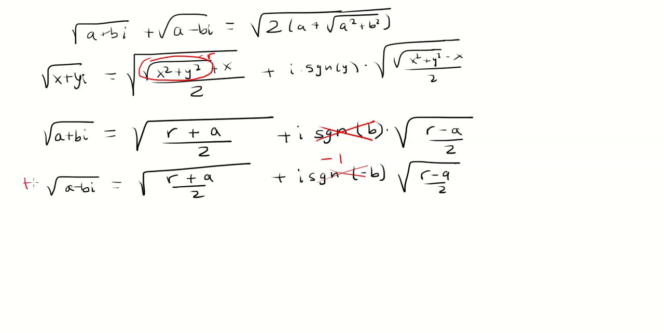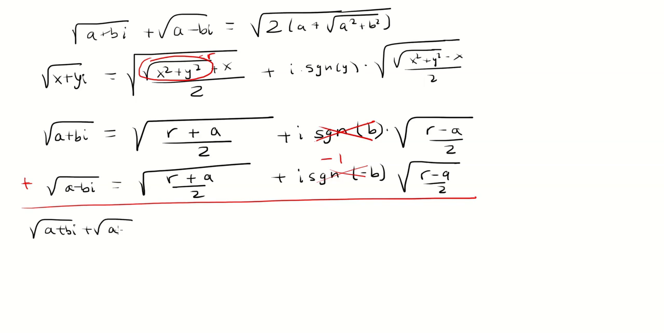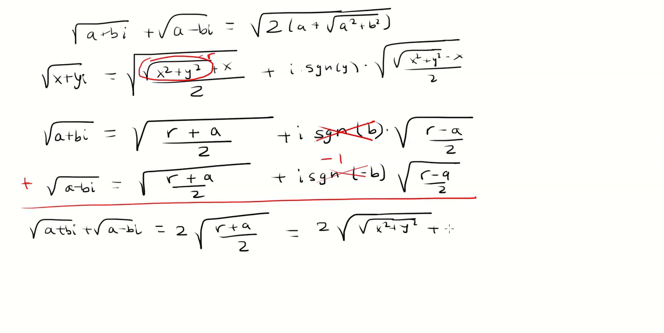So now what I need to do is just add these. On the left side we have the square root of a plus bi plus the square root of a minus bi equals, we're going to add these two. So it's going to be twice the square root of r plus a over 2. And the imaginary parts are exact opposites, so they're going to cancel. And recall that r, we said up here, was the square root of x squared plus y squared, and then plus a, all over 2.